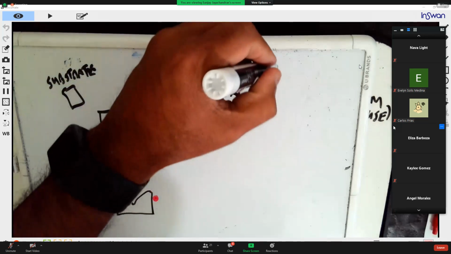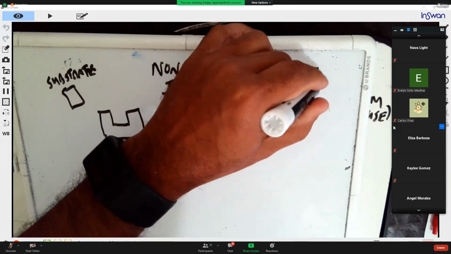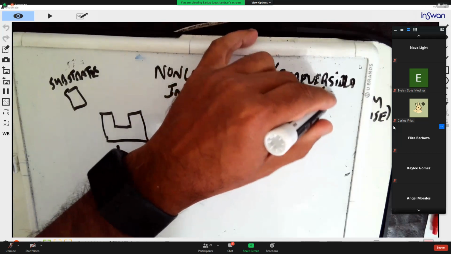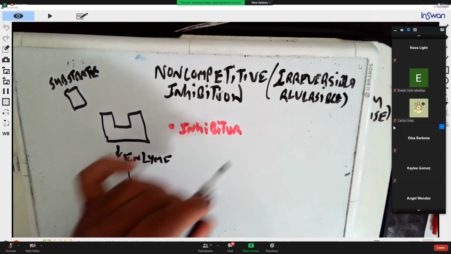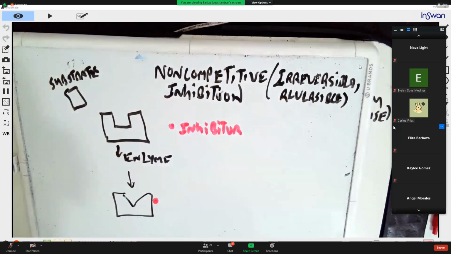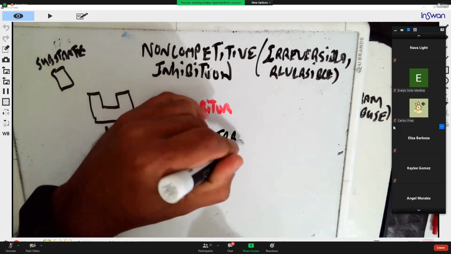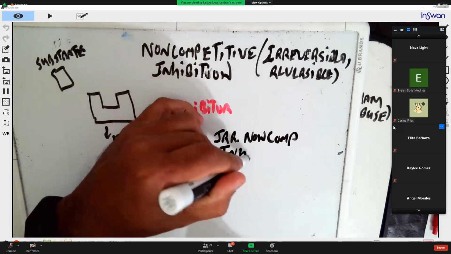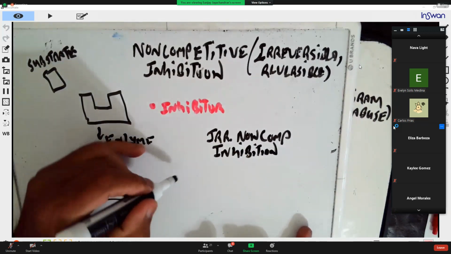So again, you're going to have two kinds: irreversible and reversible. Right? So irreversible means that doesn't pop back off. Reversible means it pops back off. Okay, so we're going to take some examples of this. Okay, first we're going to look at irreversible non-competitive inhibition. Okay, so example one.